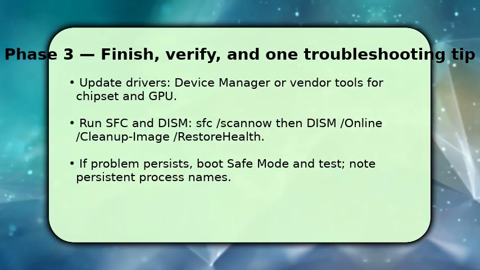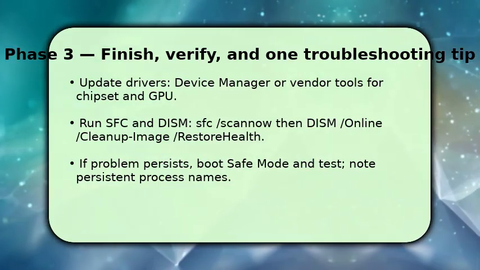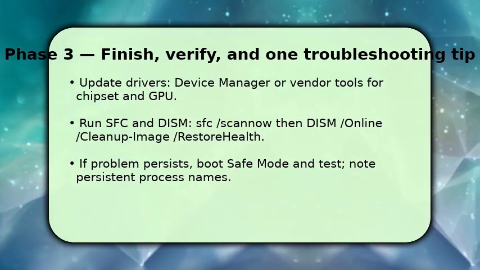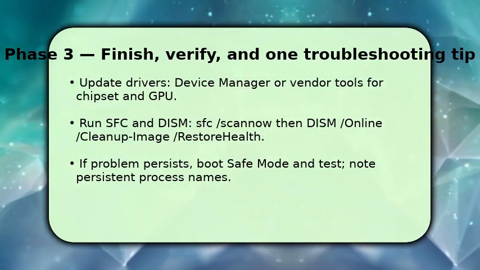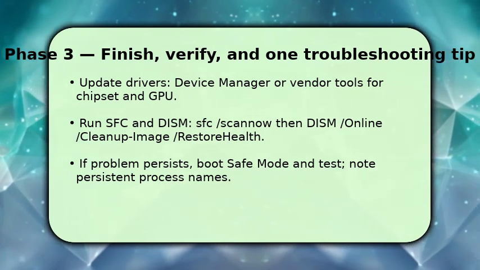If CPU still hits 100%, boot into safe mode and observe Task Manager to see if the same process appears. This narrows hardware versus software causes. If the issue persists, note the exact process name and return to targeted removal or seek specialized tools.